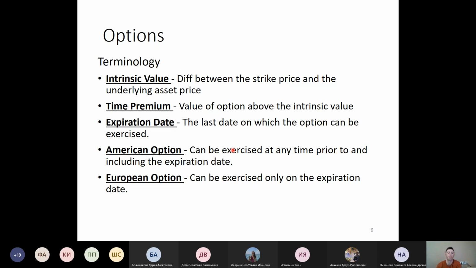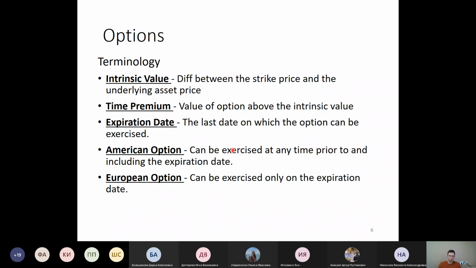Here are some other terms that are related to the option. It's intrinsic value that we can recalculate daily, or every moment we can recalculate it when the option is traded. It is a difference between strike price and the price of the underlying asset. As the commodity or underlying asset is traded, the price changes, and therefore the intrinsic value changes as well.